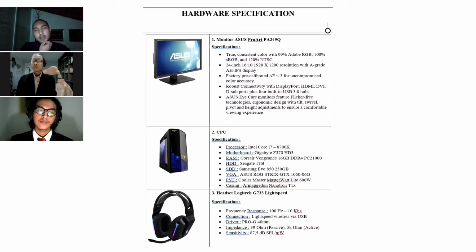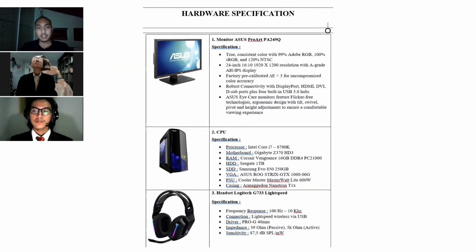And for the hardware that we used in our network topology, for the PC, the monitor we use is Asus ProArt PA249Q. It has 5 main features. The first one is true consistent color with 99% Adobe RGB. Second is the 24-inch screen. The third one is factory pre-calibrated. Fourth is robust connectivity with DisplayPort. And the last one is the Asus iCare monitors, featuring flicker-free technologies.